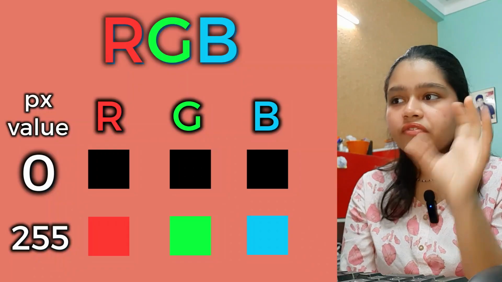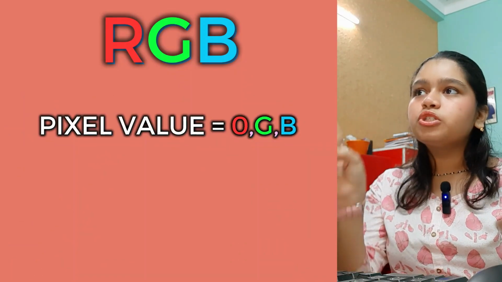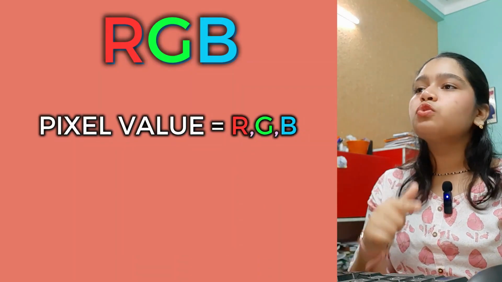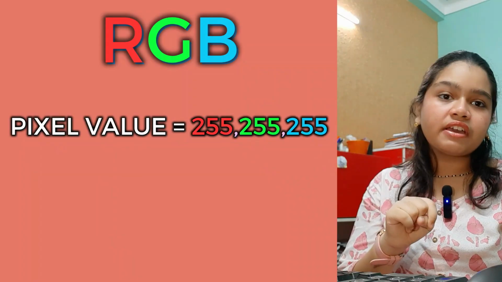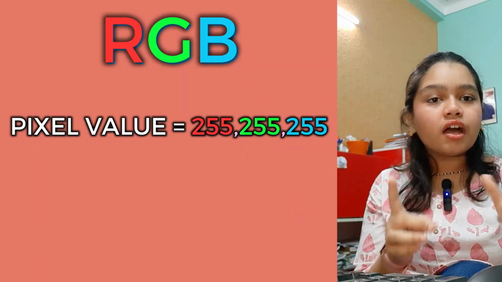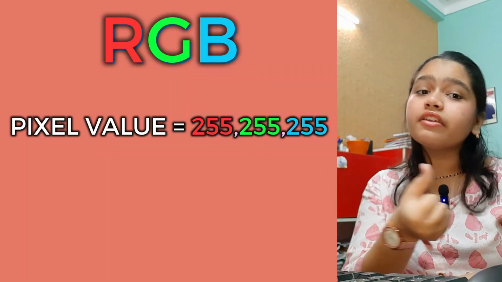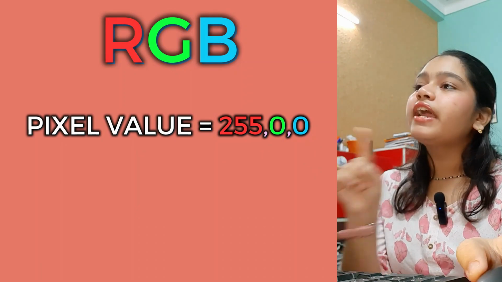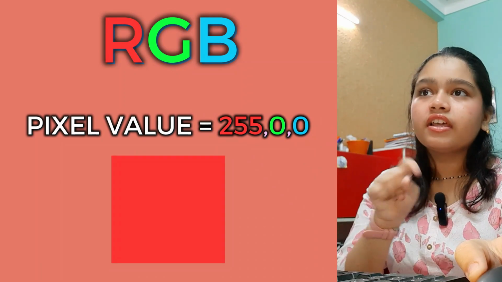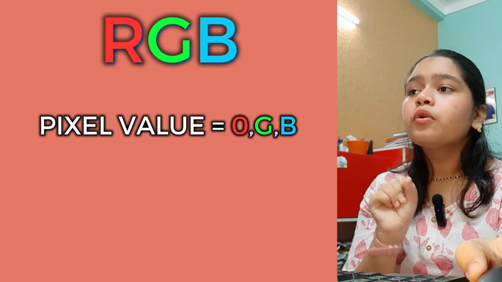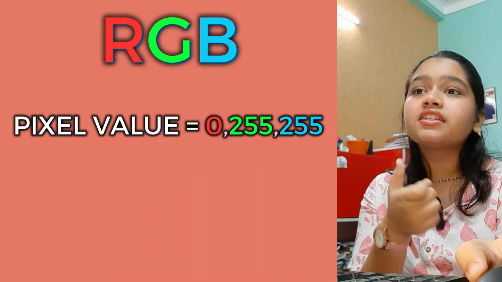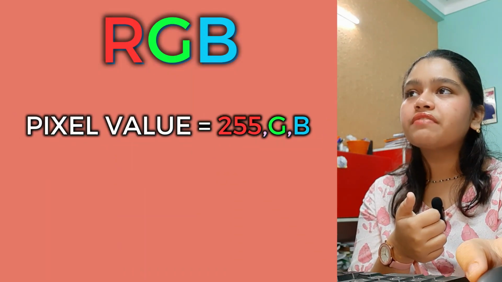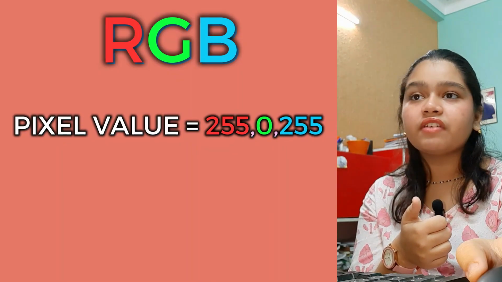For example, how can we combine it? If R is 0, G is 0, B is 0, then we will get total black. If R is 255, G is 255, B is 255, that means we are mixing all these colors at full intensity, so we will get white. Then if we have R 255, G 0, B 0, only red has the full light, so the resulting color will be red. R 0, G 255, B 255, we will get a cyan color, which is green plus blue. If we mix R 255, G 0 and B 255, we get magenta.